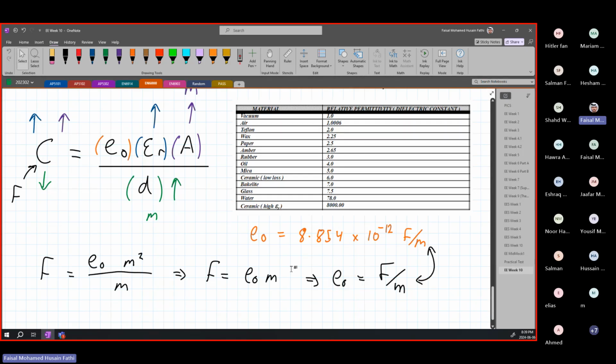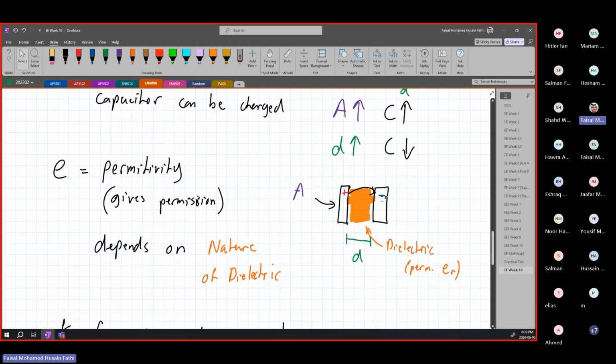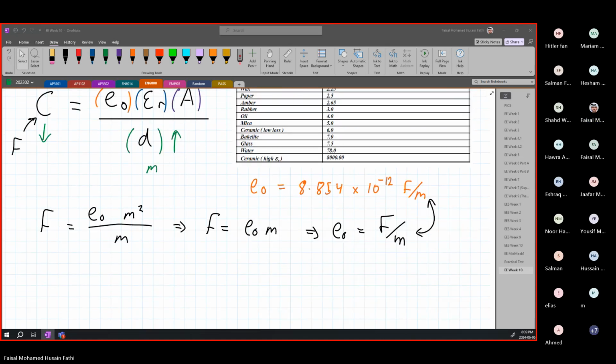This constant came from these values, not the other way around. That's why the unit of your permittivity of free space is F over M. And this equation is what you will be using when you want to find your capacitance given the material itself, given the design of your capacitor. Is this clear so far?